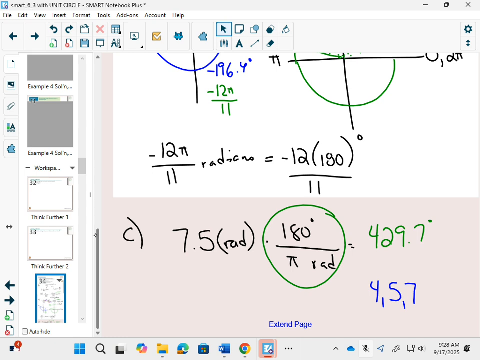So circle questions 4, 5, and 7. And we're going to just do a little bit of thinking, some mental math, changing radians to degrees. Okay?